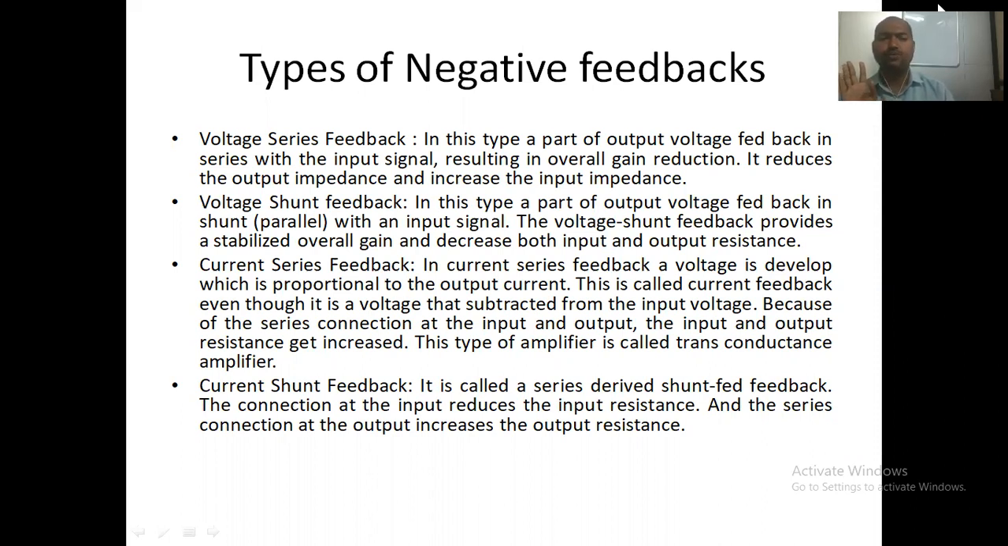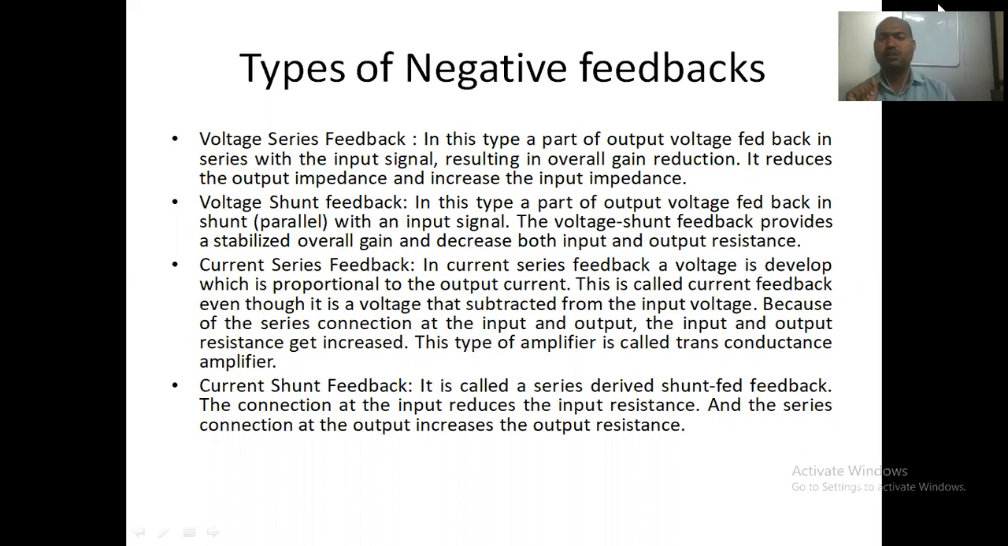Did you understand what is meant by voltage series feedback? I'll repeat, its name indicates it. We know that feedback should be related to the output. So in the case of voltage series feedback, the output is a voltage. That output coming from your amplifier is again applied to the input in series, right? That's why it is called voltage series type of feedback.